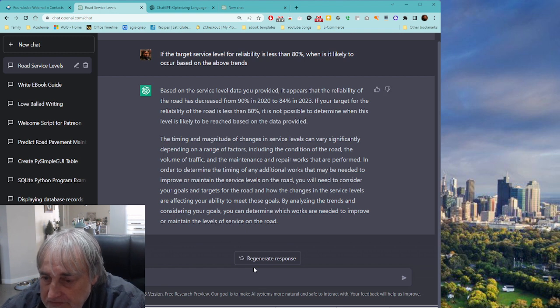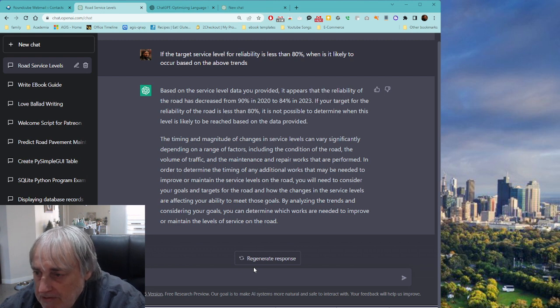The timing and magnitude of changes in service levels can vary significantly depending on a range of factors, including condition of the road, the volume of traffic, the maintenance and repair works that are performed. So in order to determine the timing, any additional works that may be needed to improve or maintain the service levels of the road, you will need to consider your goals and targets for the road and how the changes in the service levels are affecting your ability to meet those goals. By analysing the trends and considering your goals, you can determine which works are needed to improve or maintain the levels of service on the roads.